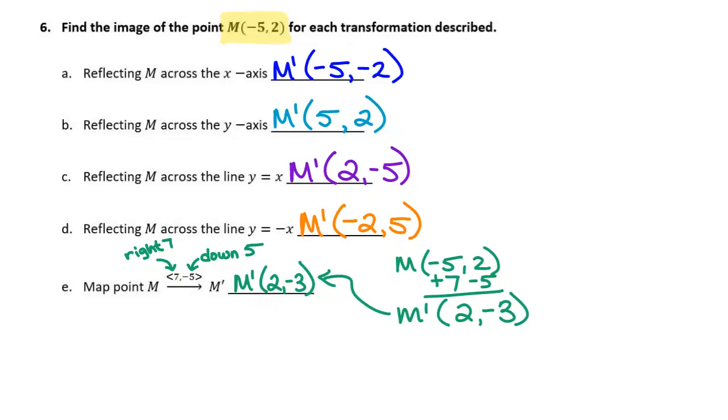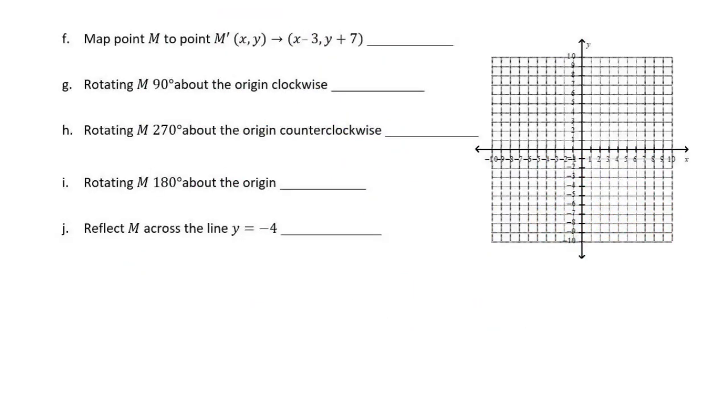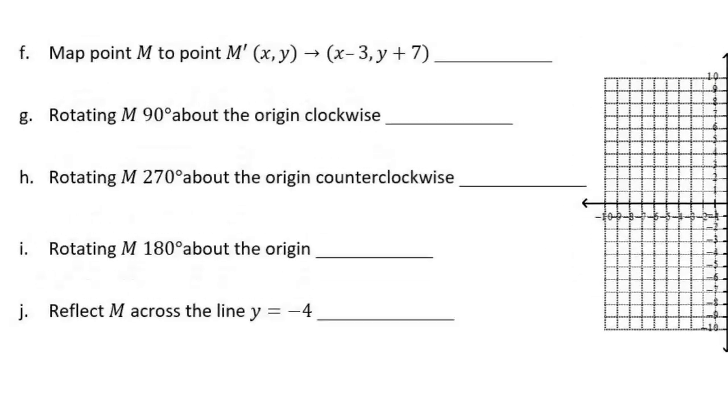So we were on problem number 6 yesterday, and we got through parts A through E. We're taking the point -5, 2 and applying different transformations to that point. So again, this is problem number 6. We got through parts A through E. Now we are ready for part F.